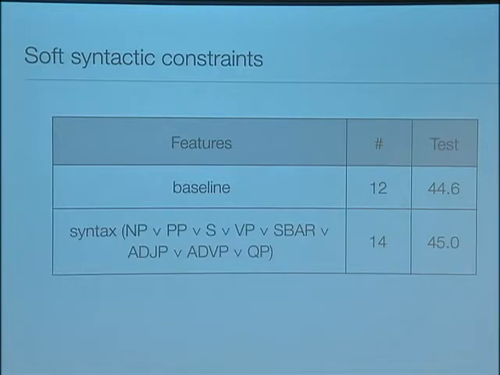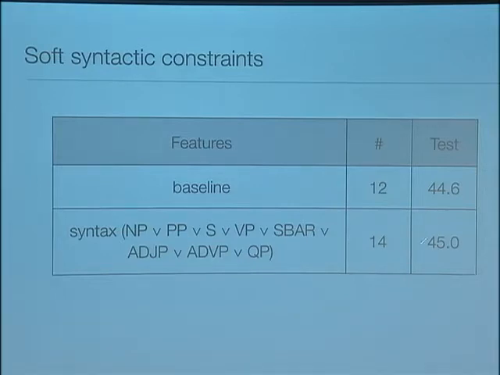And then we tried adding a single pair of features. One feature says you get a reward if you match any of these constituents. These are basically the linguistic constituents in the Treebank. There's no FRAG, UCP, or X or anything like this. So you get a reward if you match one of these categories. And then another feature says you get a penalty if you cross one of these categories. But if you match or cross an XP or an X or a FRAG, then this feature just ignores it. So this is a single pair of features.